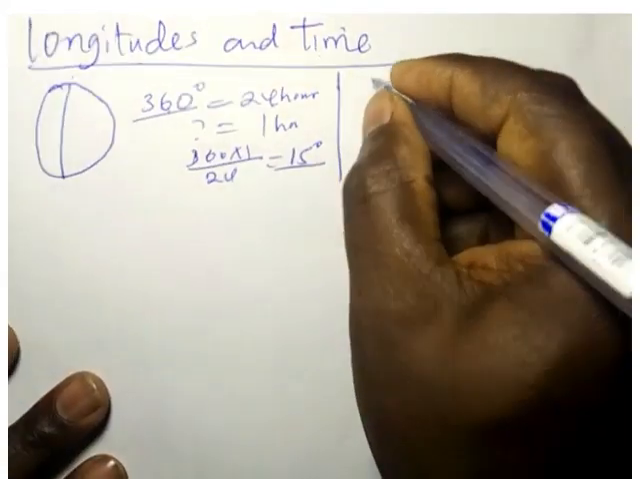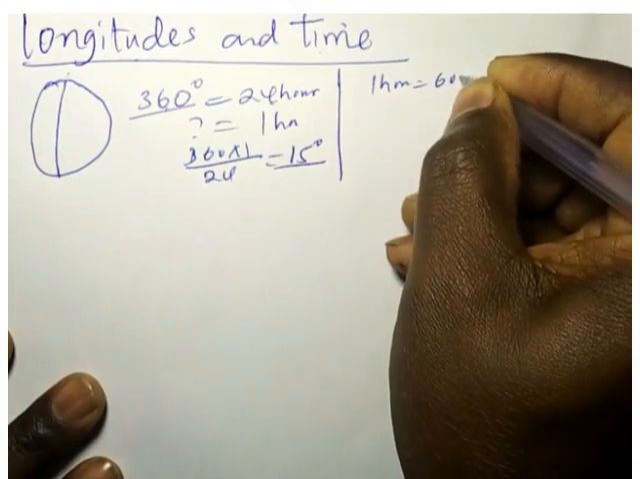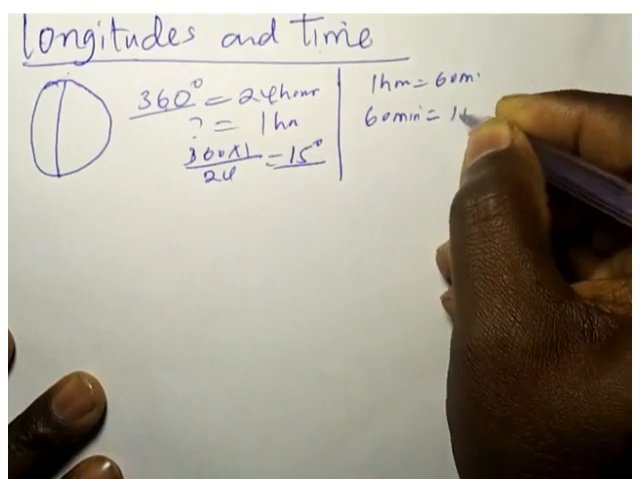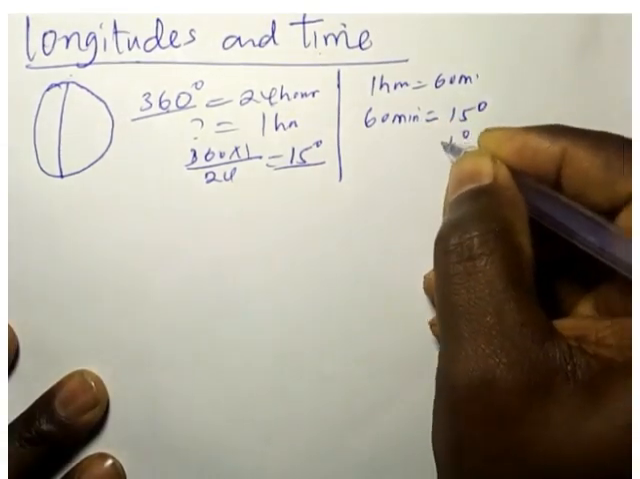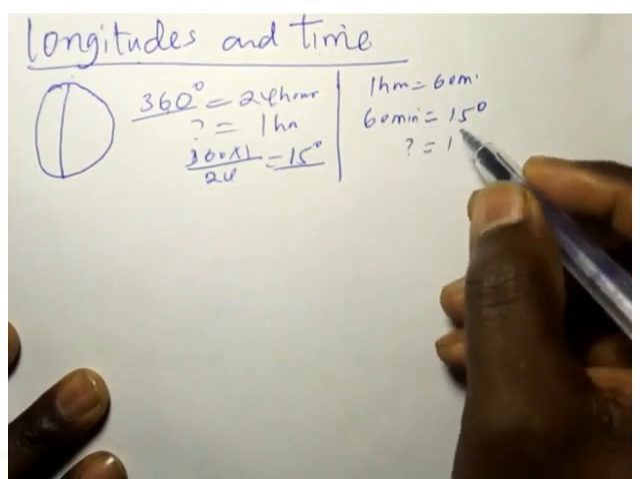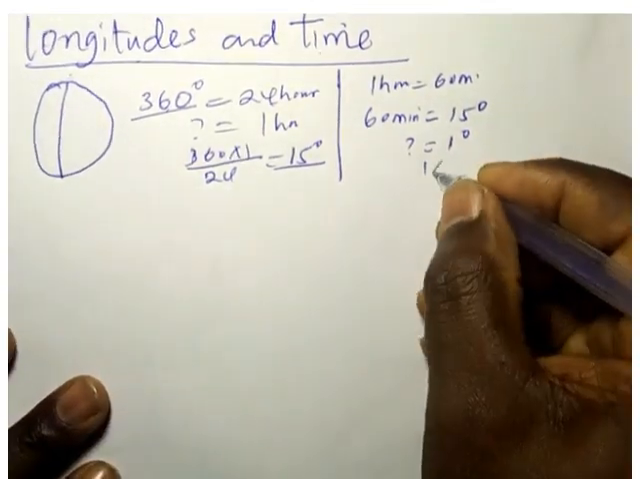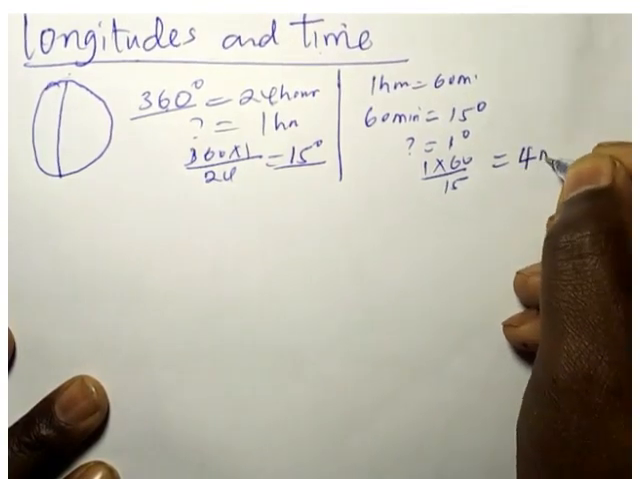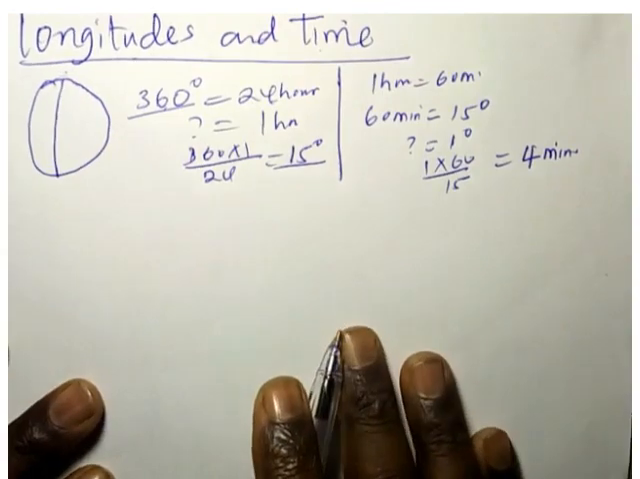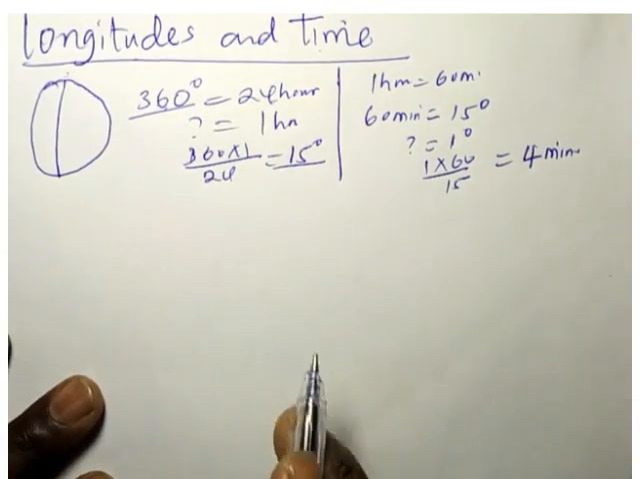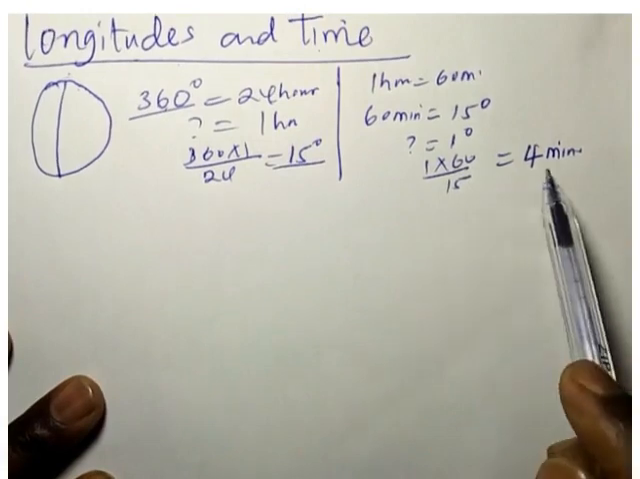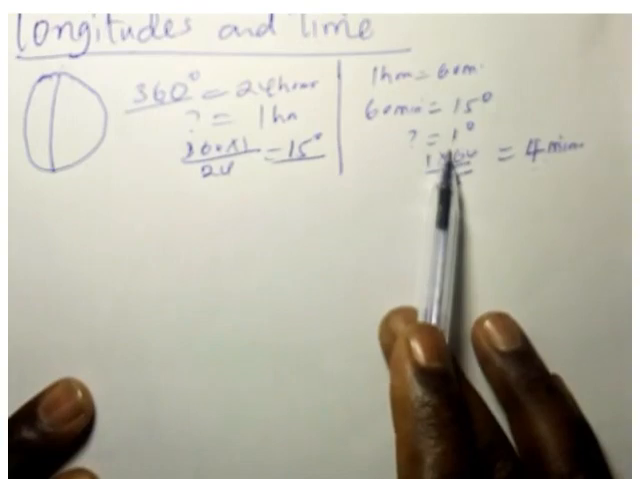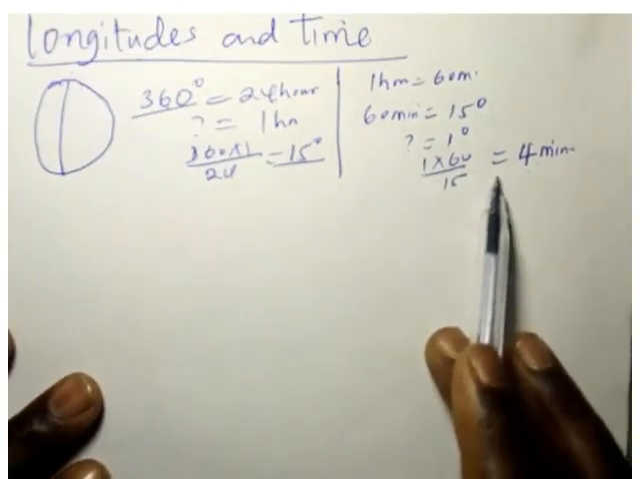So we know that 1 hour is equal to 60 minutes. If 60 minutes is equal to 15 degrees, what will be the time for 1 degree? It is 1 times 60 divided by 15, and this gives us 4 minutes. So for every change of 1 degree along the longitudes, there is a change in time of 4 minutes. Every time 1 degree changes from 1 to 2 degrees, there is a change in time either to the west or to the east.